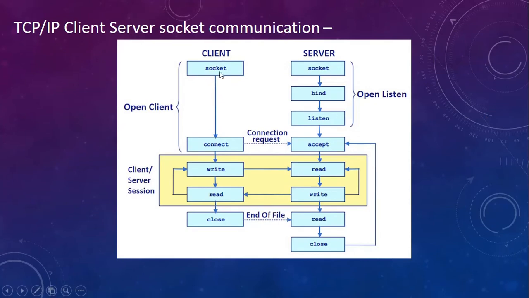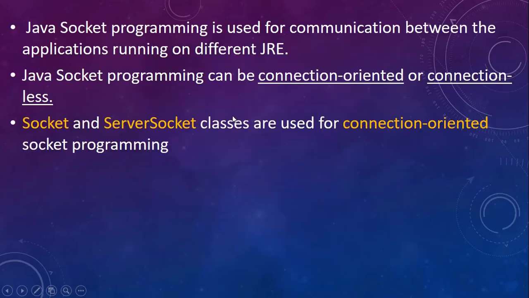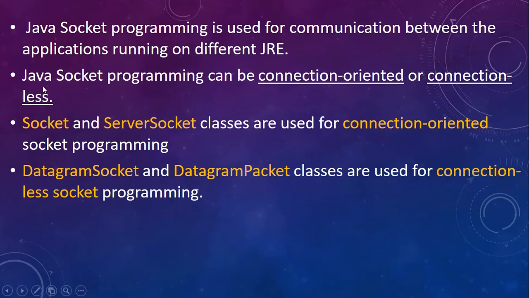As you can see here, for the client socket, in Java there is a class called socket, and for the server socket there is a class in Java called server socket that we are going to use if we are going to use transmission control protocol, TCP. Now instead of TCP, if you want to use UDP, then you can use datagram socket and datagram packet classes for connectionless socket programming. This is used when UDP is going to be used.